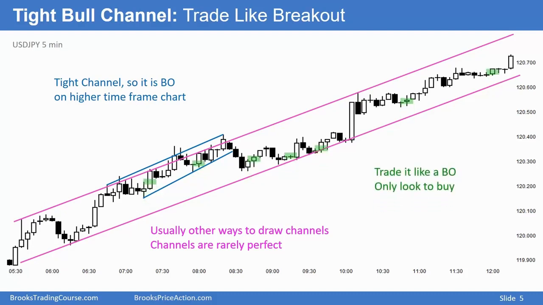When the channel is very tight like this, only look to buy. Every time you see a reversal attempt, expect it to fail and become a bull flag, and then buy with a stop above the high of the prior bar.